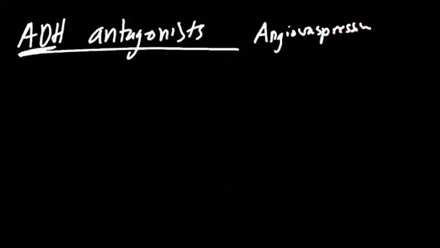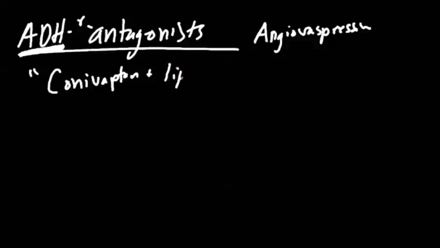ADH is going to be a hormone that's going to have a lot of effects, and one of the effects is going to be on the kidney. So we're going to talk about drugs that are going to be ADH receptor antagonists. So they're going to antagonize, they're going to block the receptor for ADH. The prototypical drugs that we'll be talking about are going to be conivaptan and lithium. Just as a little aside, if you hear vaptan, think ADH antagonist.